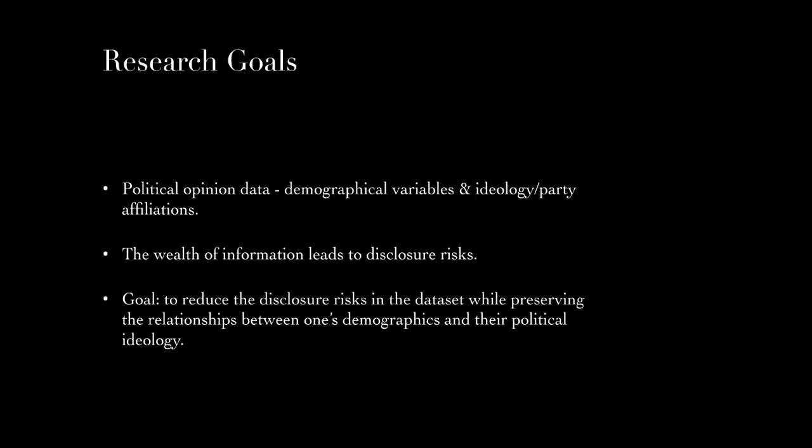Okay, so my project is basically synthesizing political opinion data. The usual political opinion surveys contain a lot of questions on people's demographic information and their ideology or party affiliations. The wealth of the information oftentimes leads to disclosure risk. And my goal of this research is to reduce the disclosure risks in the dataset while preserving the important relationships between one's demographics and their political ideology.